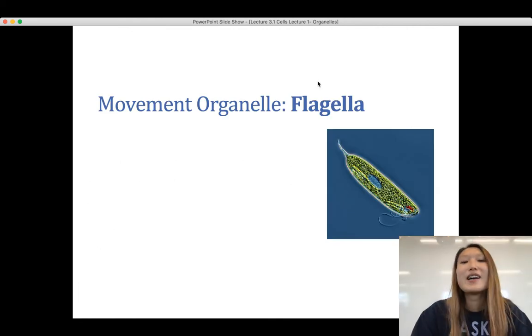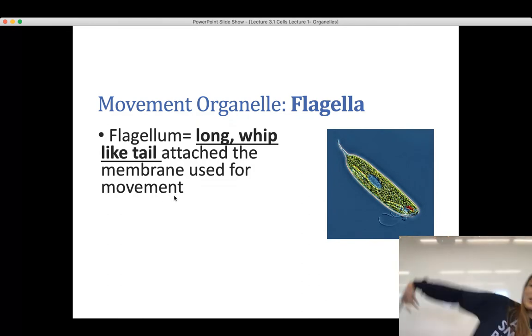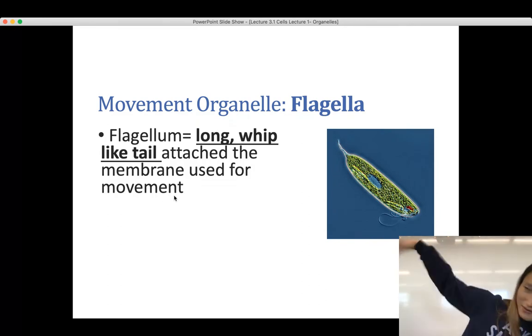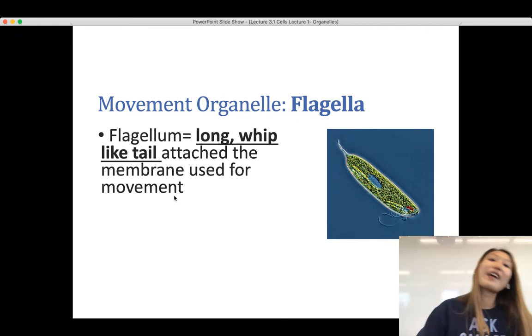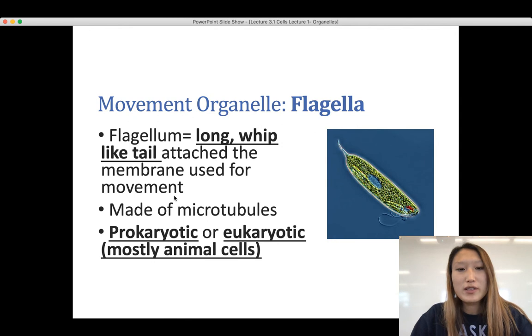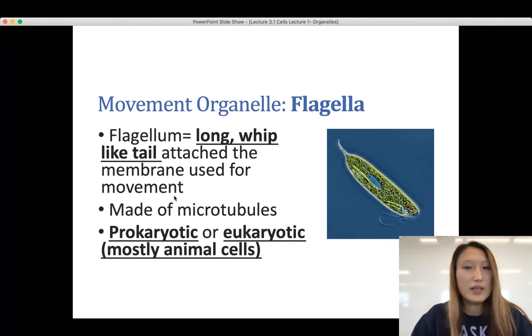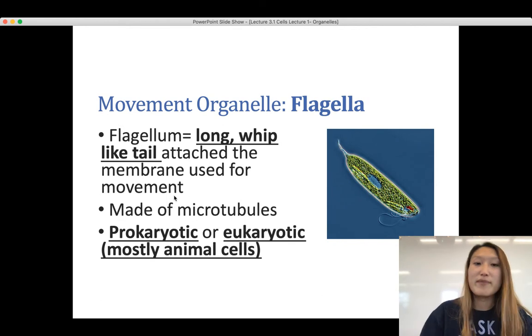All right, almost done. Now we're just going to talk about movement real quick. We have flagella that are a long whip-like tail. This is how it whips. Okay, this is important. This is how it moves. Okay, flagella. They're made out of this thing called microtubules. We're going to take a look at that. Who has it? Prokaryotes, a lot of prokaryotes have it. Some eukaryotes have it, but not a whole lot of it. But it's for movement, okay?